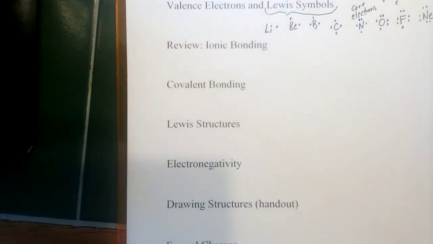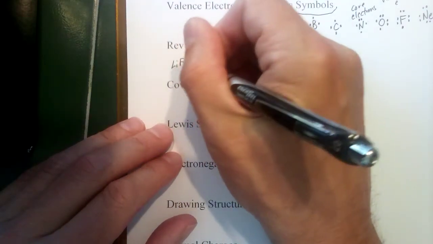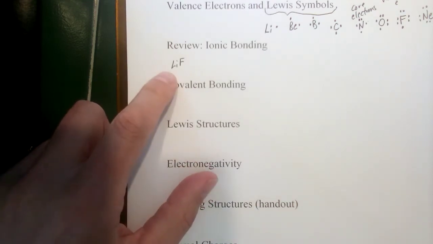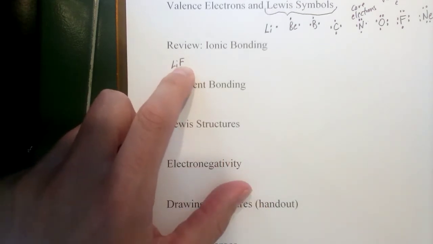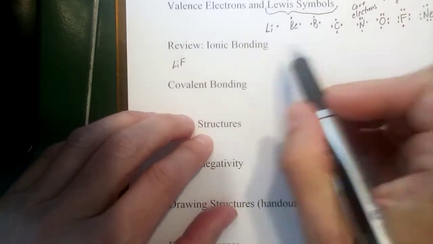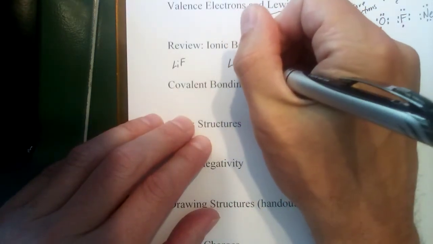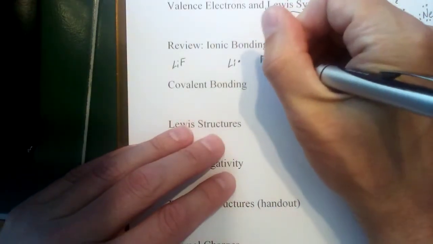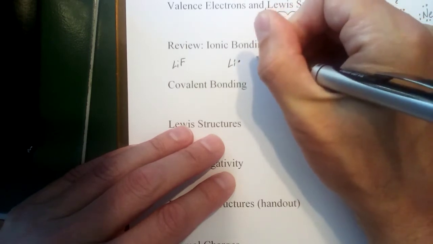So a pretty standard ionic compound would be something like lithium fluoride, right? We should know at this point lithium is a cation here, so it has lost one electron compared to its neutral atom. Fluorine is the fluoride anion. It's gained one electron relative to its neutral atom. But if we think about this in terms of Lewis symbols, our lithium atom would look like that, one valence electron. Our fluorine atom would look like this, 7 valence electrons.